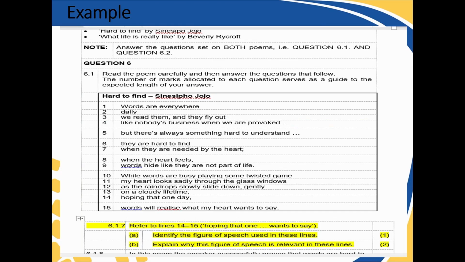Now, when you are explaining, we said you highlight the two things, because this is also a comparison. What is it that has been personified? Right, so here it says, "words will realize what my heart wants to say." So words here have been given the human qualities of being able to realize. So let's look at the answer.